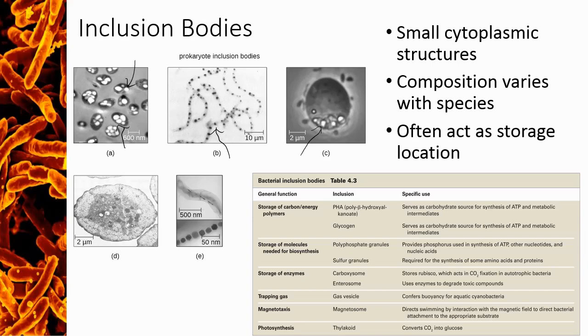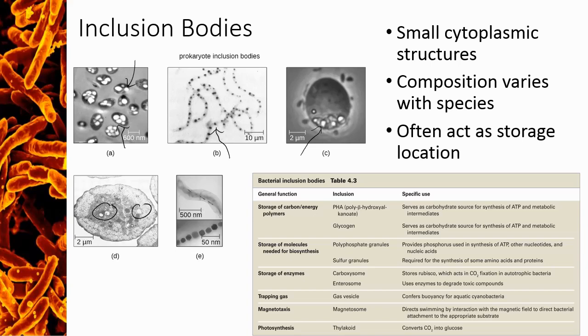Other types of inclusion bodies include gas vesicles, which are seen here in D. Gas vesicles are interesting because they can allow the cell to control the amount of air that's inside it, which changes its buoyancy. These are often found in aquatic microbes because it allows them to control where in the water column they can be.